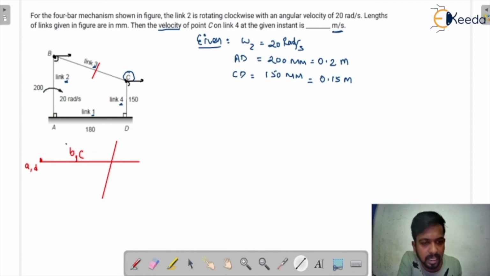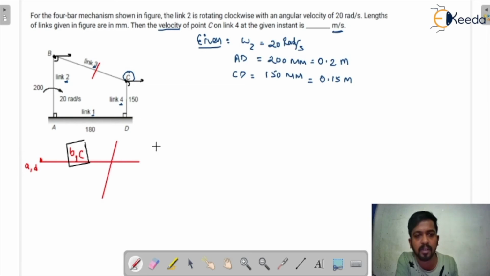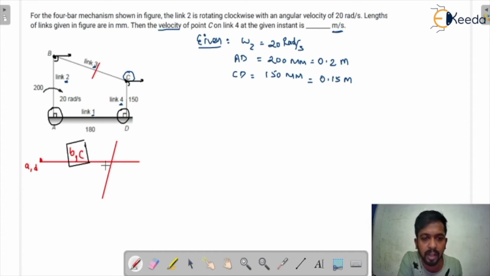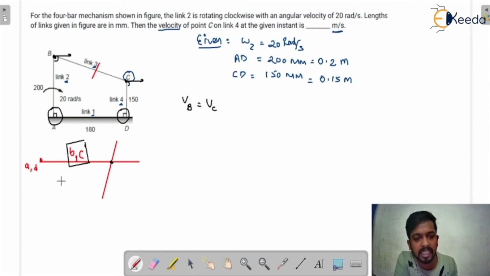Now here you can see the velocities of B and C are in the same direction, that means they have the same velocity. Whenever you find the links AB and CD perpendicular to the fixed link, you draw the velocity diagram and you will get a diagram like this. That would be the velocity diagram that you will get. In that case you can see VB is equal to VC. But this is possible only for this type of structure, when the links are perpendicular to the fixed link.